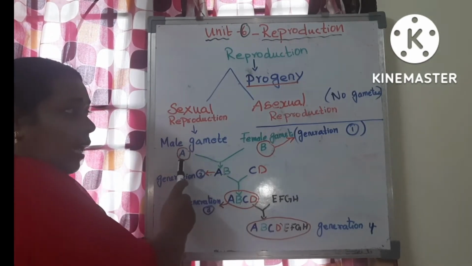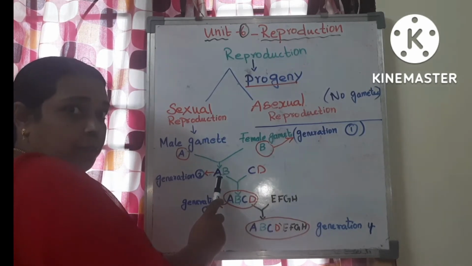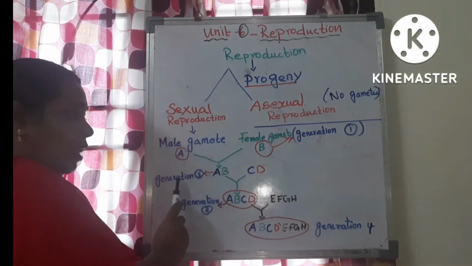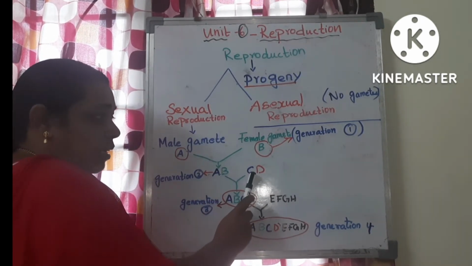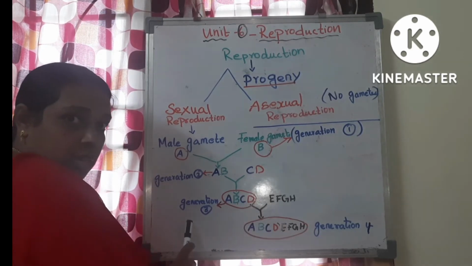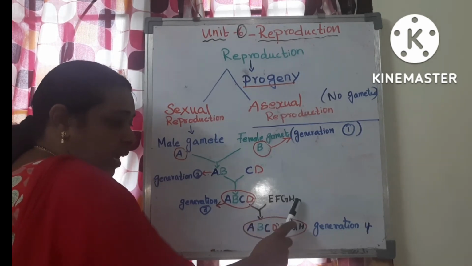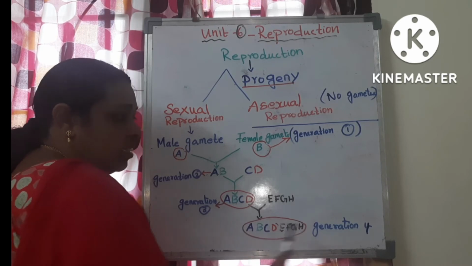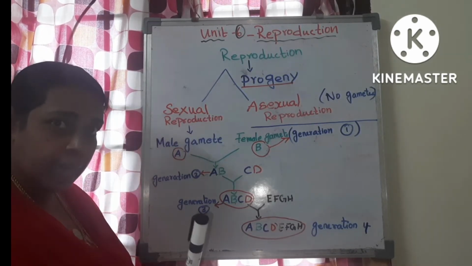Male gamete A and female gamete B fuse together to form AB. This is generation 1. Next, AB is generation 2. AB fuses again with the second parent, CD, and gives ABCD. This is generation 3. Now ABCD is combining with EFGH and giving A, B, C, D, E, F, G, H. This is generation 4.